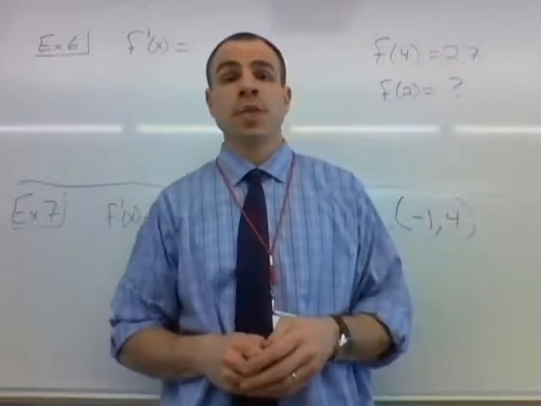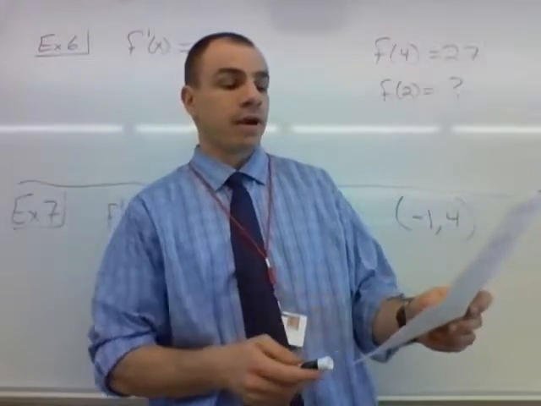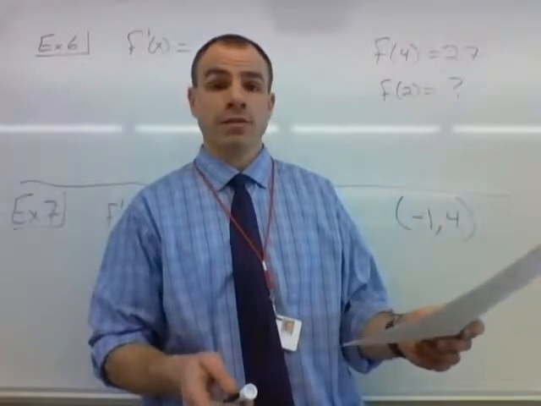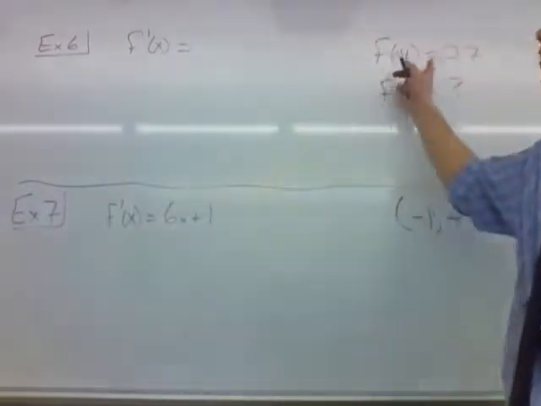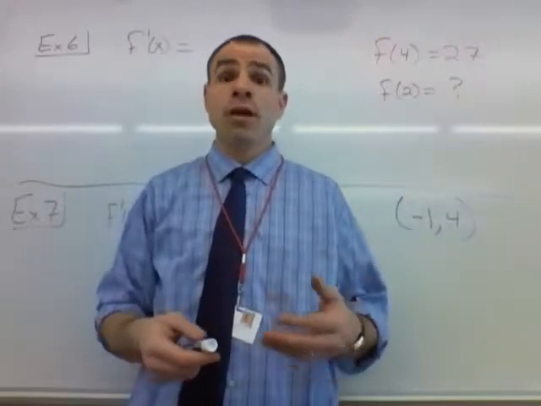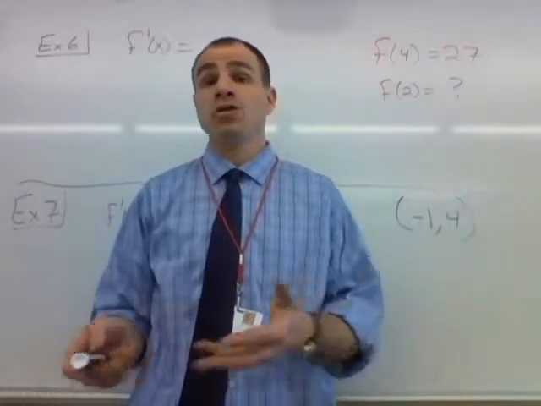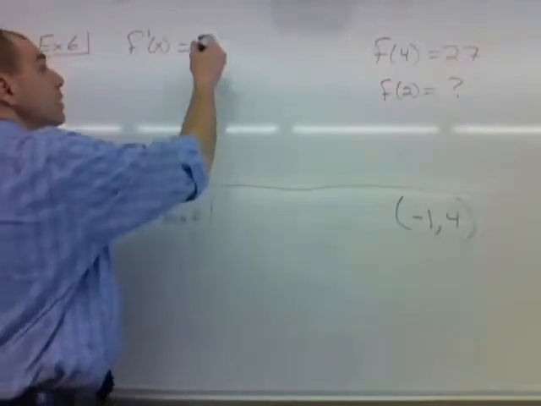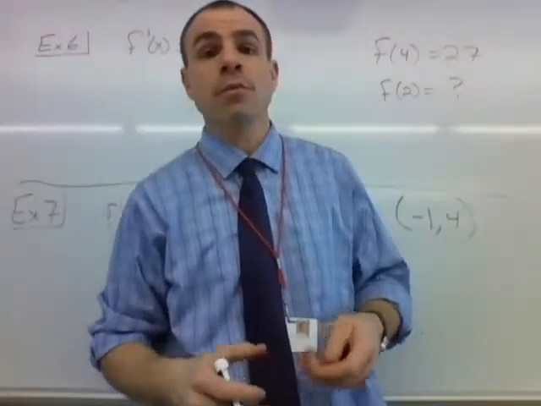With example number 6, we're told, let me read it specifically here, that on the graph of y equals f of x, the slope at any point (x, y) is triple the value of x. And we have to figure out what f of 2 is if we know that f of 4 is equal to 27. So we're told verbally that the slope is triple the value of x. Now slope we know is another way of saying derivative, and triple means times 3. So what we're told is that f prime of x is 3x.